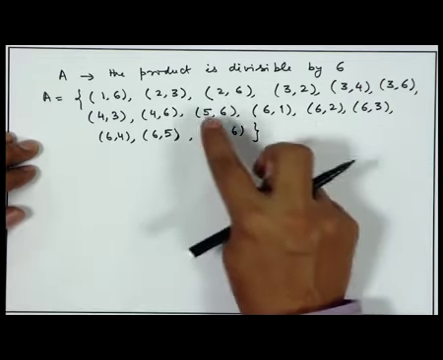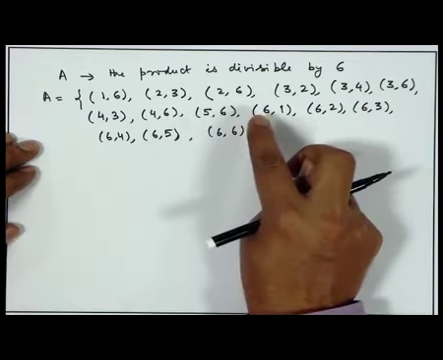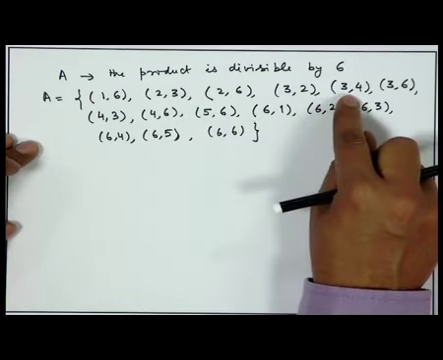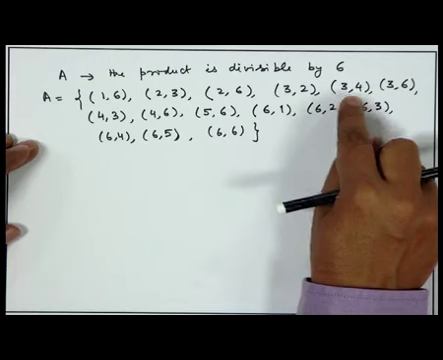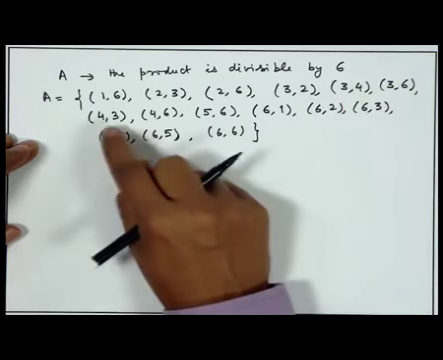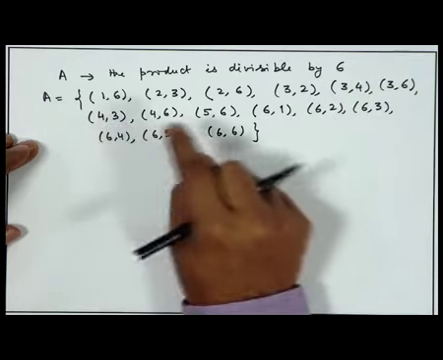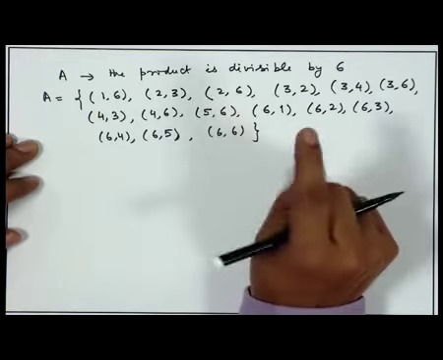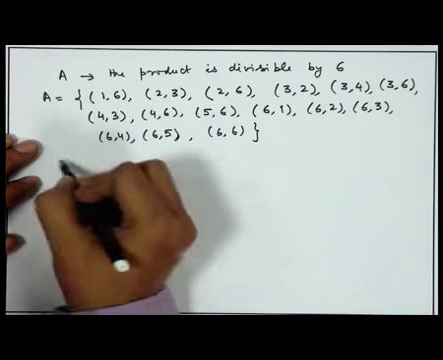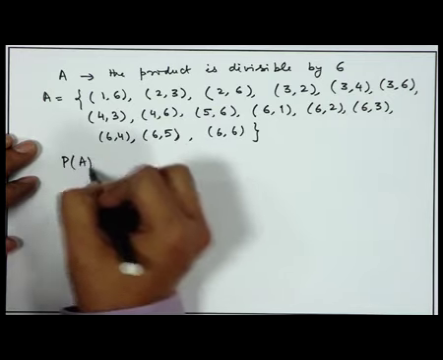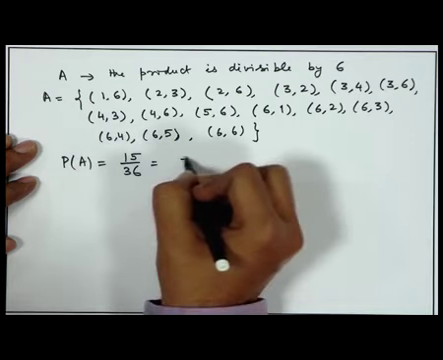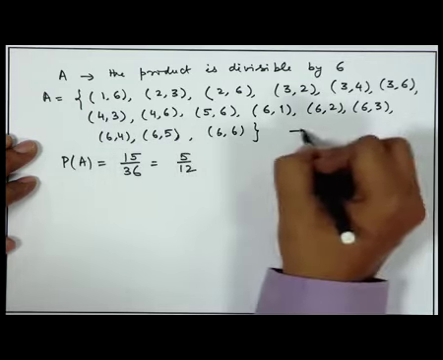So, 6 cases, 6 plus 6 is 12, and then you have 2 3, 3 2, 3 4 and 4 3. So, 6 plus 6 is 12, plus 3. So, we have 15 cases. So, the probability of A is equal to 15 by 36, that is equal to 5 by 12.